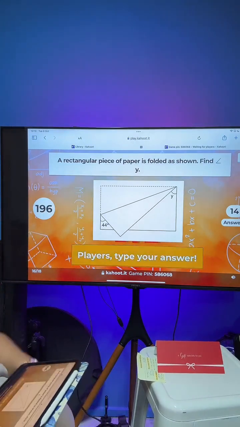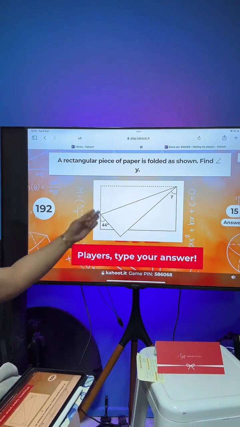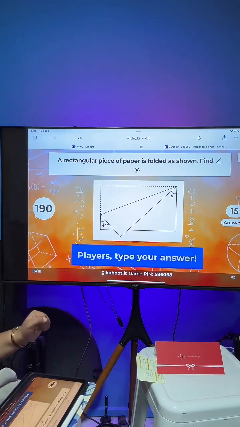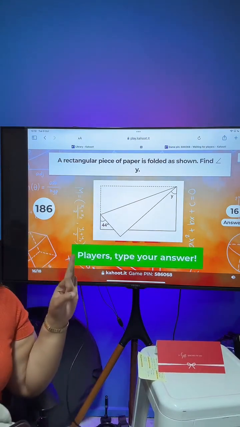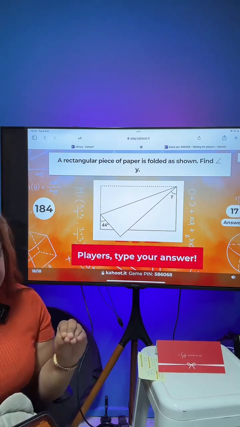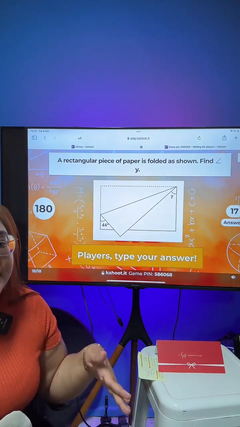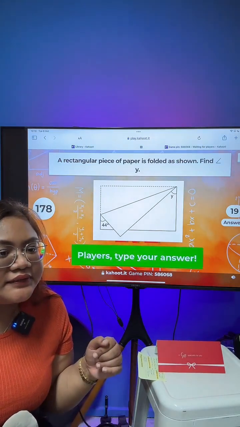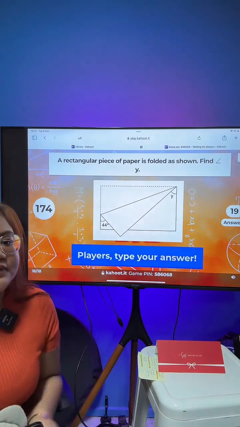Okay, so once you have mapped out all the angles that are equal to each other based on the folded and the unfolded parts, the 3 angle properties that you will use, first one being angles on a straight line. Okay, angles on a straight line.